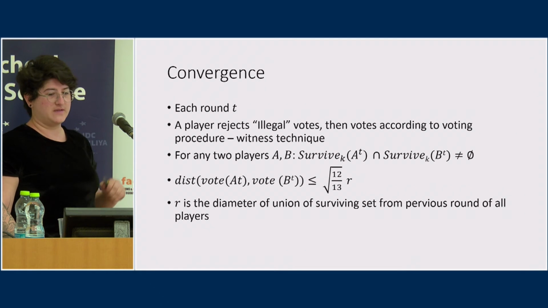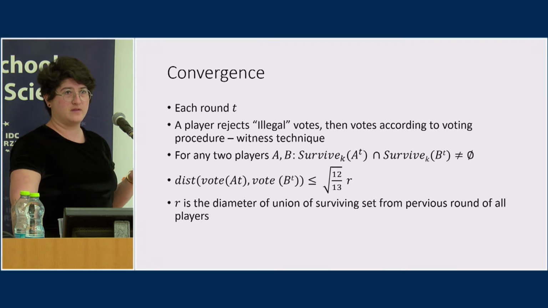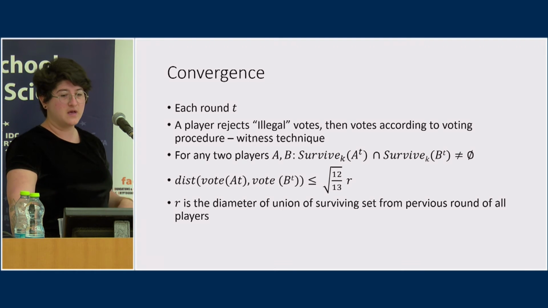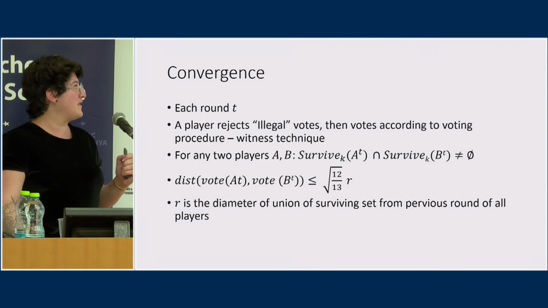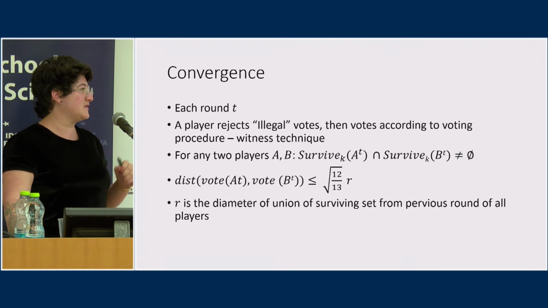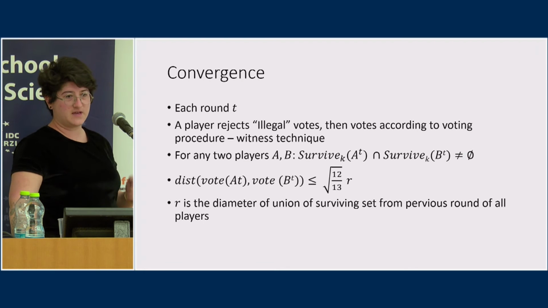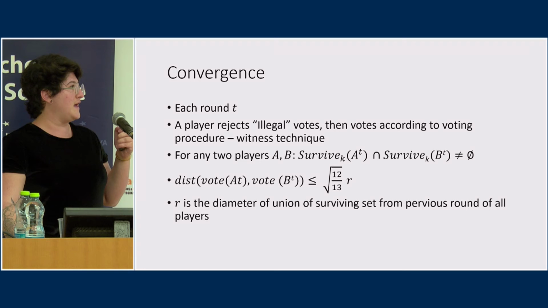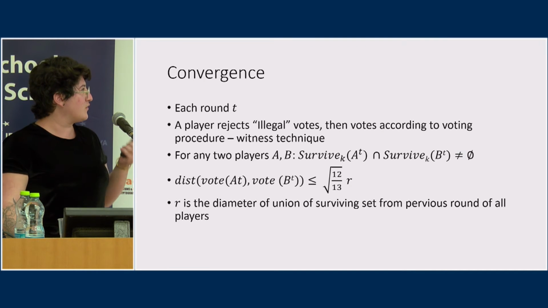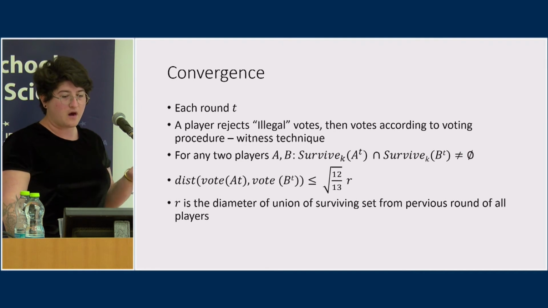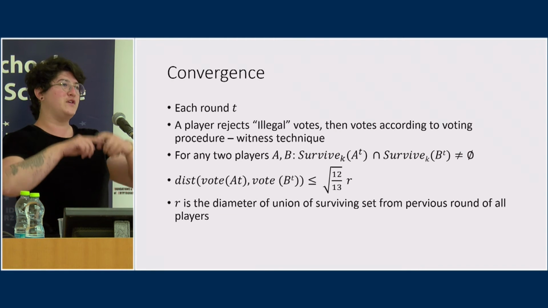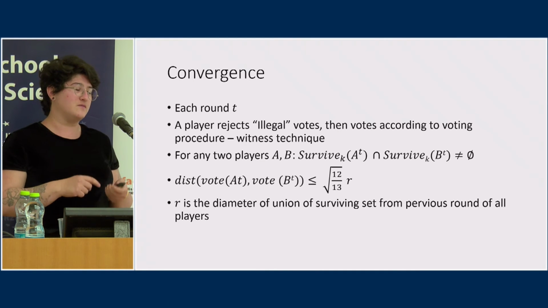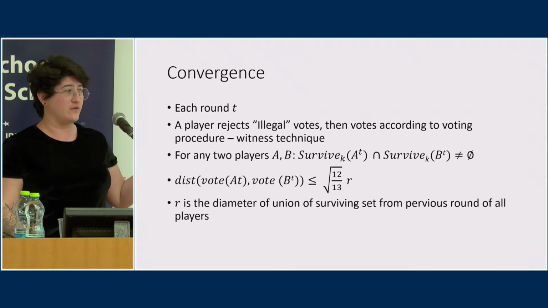I won't go into the proof of why this is true, but because we have a non-empty intersection between the surviving sets at all times, and because we have that the vote of each player is close to every point in the surviving set, and using the same geometric primitive, the Apollonius Theorem, we have that the votes of every two players are close to each other up to a factor of square root of 12/13 r, where r is the diameter of the convex hull of the union of all of the surviving sets.